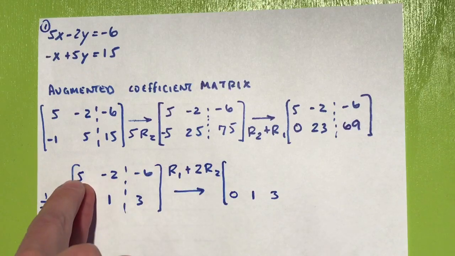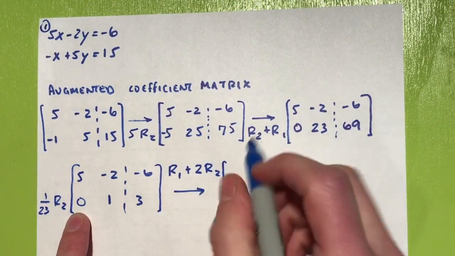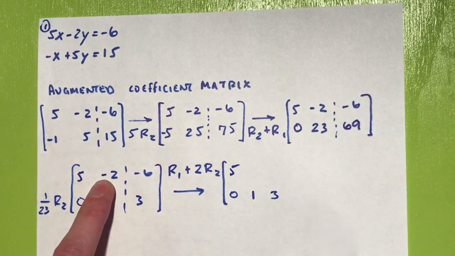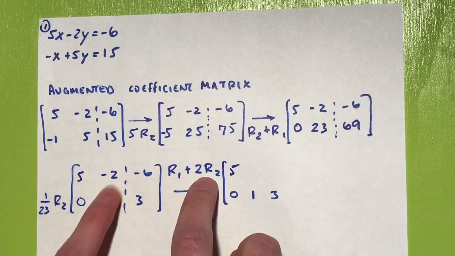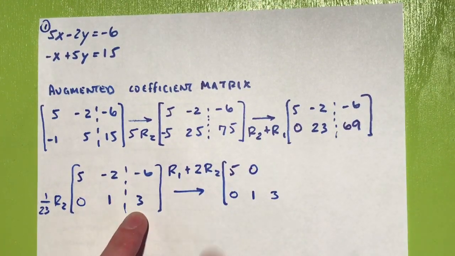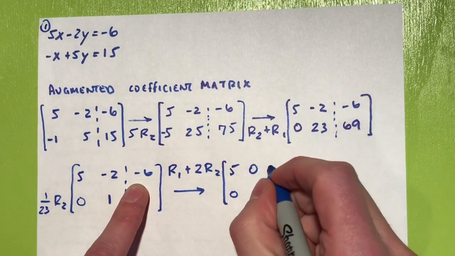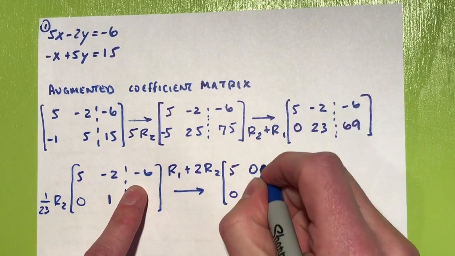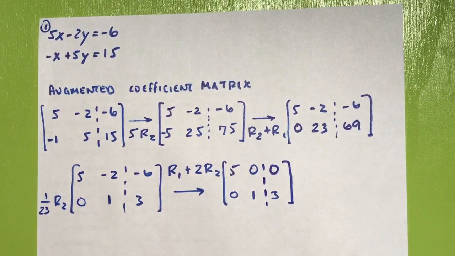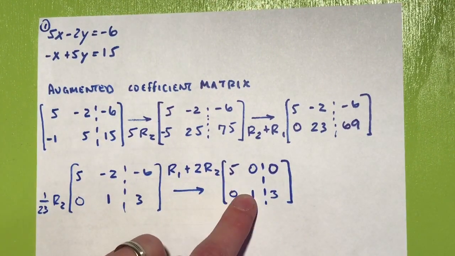Row 1, I'm going to do 5 plus 2 times row 2, 5 times 0 stays 5. Negative 2 plus 2 times 1, negative 2 plus 2 gives us 0. And negative 6 plus 2 times 3, well, 2 times 3 is 6, plus negative 6 gives us 0. We've eliminated that element. We have zeros everywhere except for the diagonal.